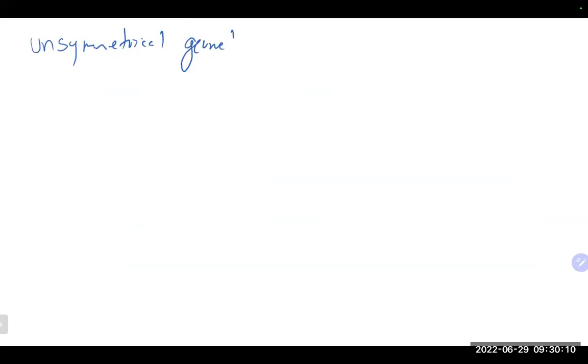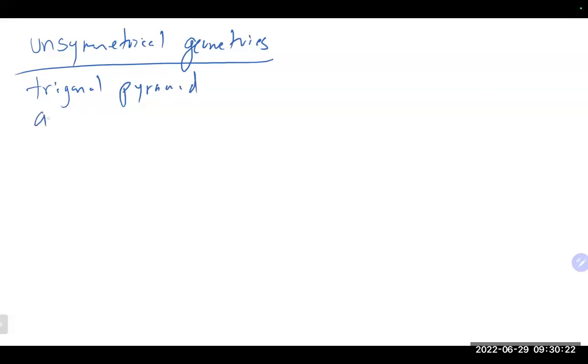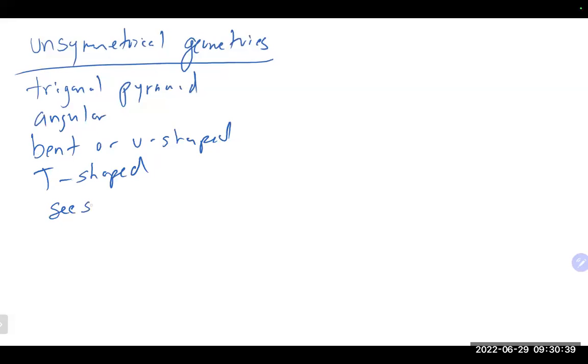And again, these are molecular geometries. This is going to be your trigonal pyramid, your angular, your bent or V-shaped, your, trying to remember all of them there, T-shaped, I think we did, your seesaw, your square pyramid, got most of them, I think.